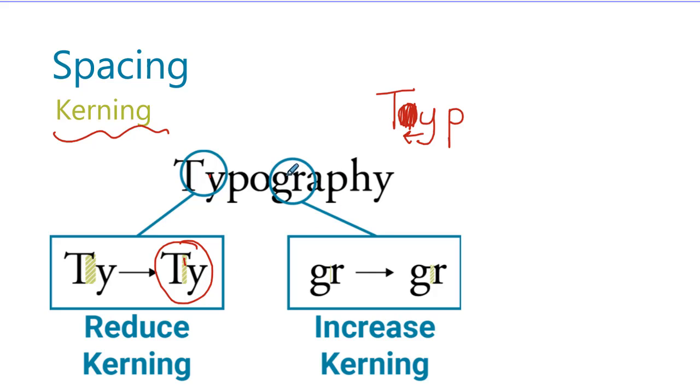Then look over here. We have this G and this R. The serifs on these two letters are just way too close. So we want to increase the kerning between these two to give them a little bit more space to breathe. Okay, so that's the concept of measuring in typography, and also the vocab terms for the spacing in typography.